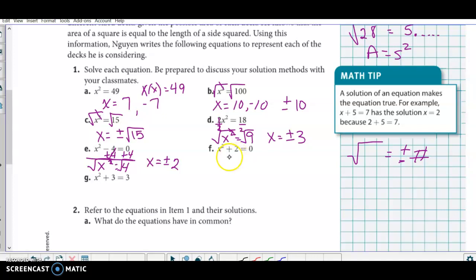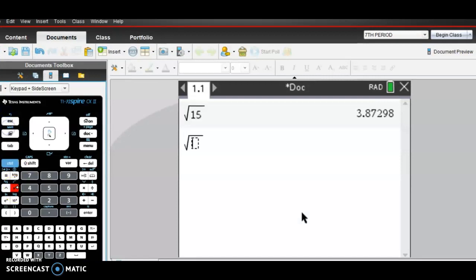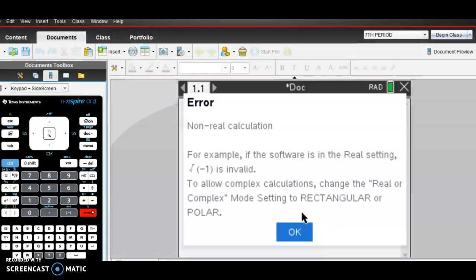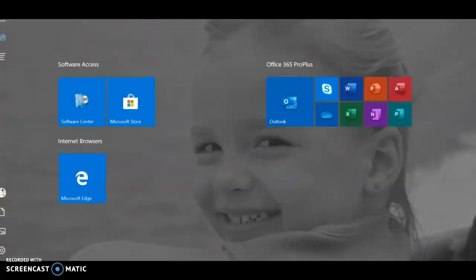On F, we're going to do the same thing as we did on letter E. Move our 2 over. x squared equals negative 2. When I go to take the square root of negative 2, there is no number times itself that would be negative 2, because it would have to be either a negative and a negative or a positive and a positive, and neither one of those will give you a negative number. I want to show you in your calculator, the square root of negative 2 is an error. You cannot take the square root of a negative number.